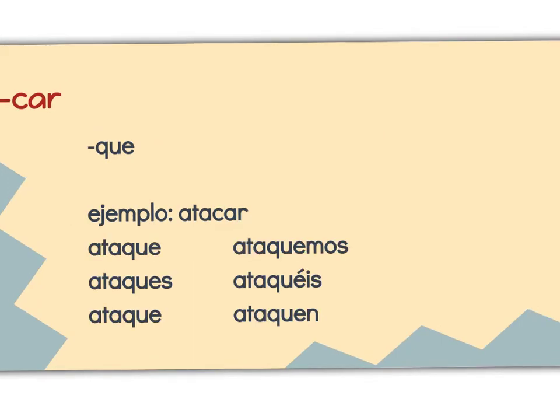So let's conjugate atacar, por ejemplo. See how I have to replace all of the C's with a Q and a U? So I have ataque. If I left it as a C-E, this makes an S sound. That's why I have to change it to the Q-U so I can maintain that K. So ataque, ataques, ataque, ataquemos, ataquéis, ataquen. Notice that they're all the same endings that we've been doing, just E, ES, E, emos, éis, en. The only difference is I have to use a Q and a U.